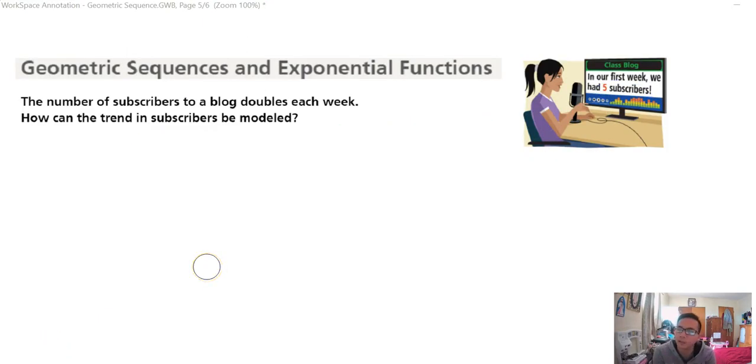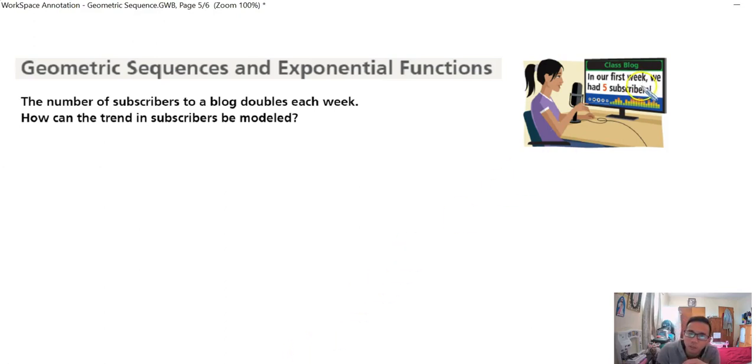All right, now that we already have an idea about geometric sequence and we already have an idea about exponential function, we are going now to make connection of these two. So the number of subscribers to a blog double each week. How can the trend in subscribers be modeled? So let's just make a model of these two. We can actually make a model for geometric sequence and exponential function.